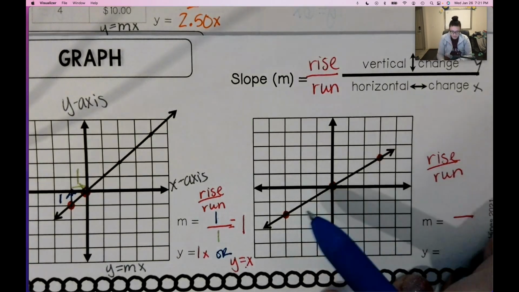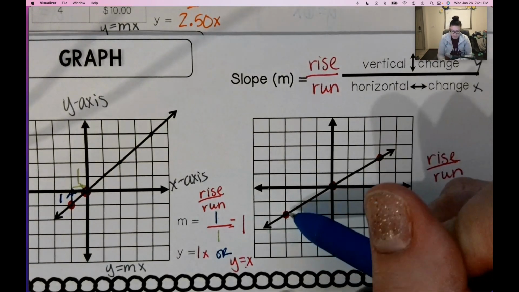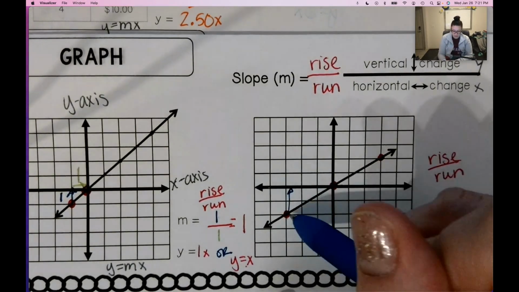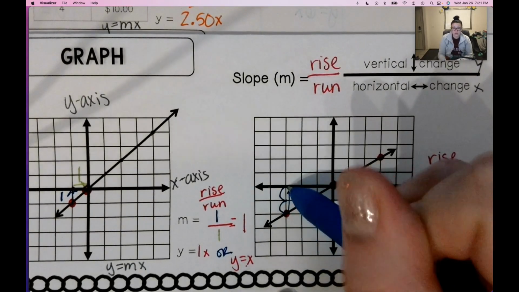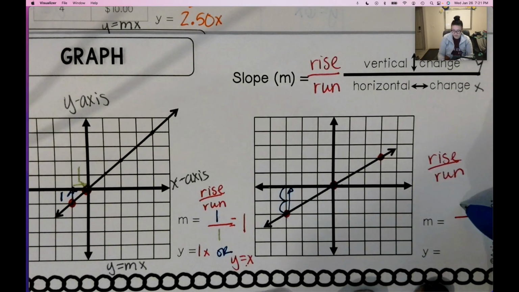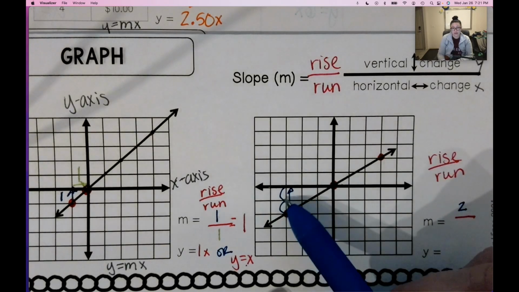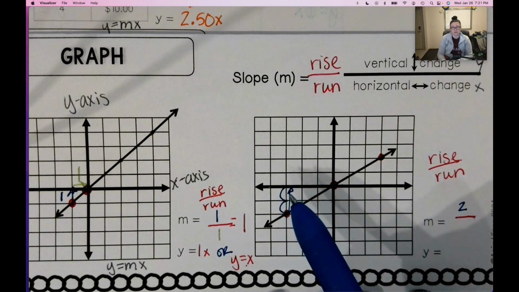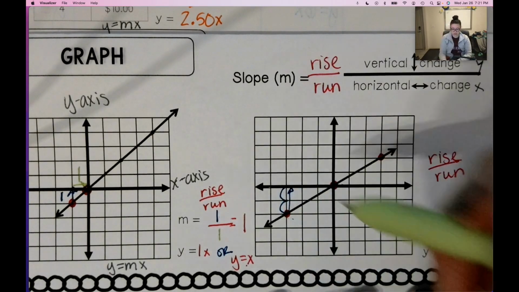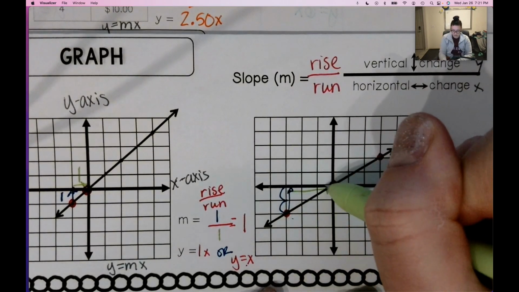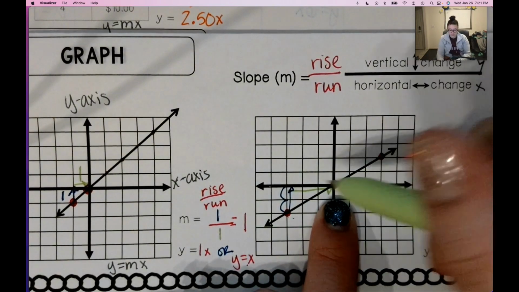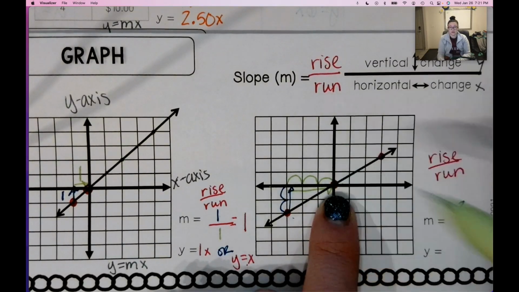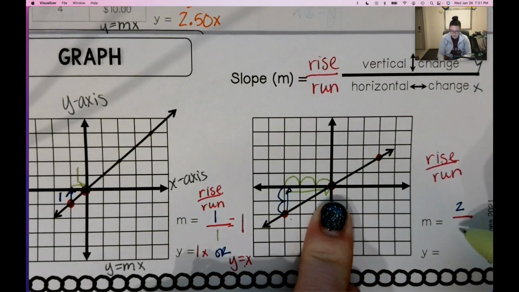So let me put my fraction bar in there. And let's see. To go from this point to this point, I'm going to rise. I'm going to go up. And I have to go up 1, 2 spaces. Count the spaces, not the lines. It gets a little tricky if you try to count lines. So I went up 2 spaces. And now I have to run this way to my other corner point. So I'm running 1, 2, 3. So my denominator would be 3.